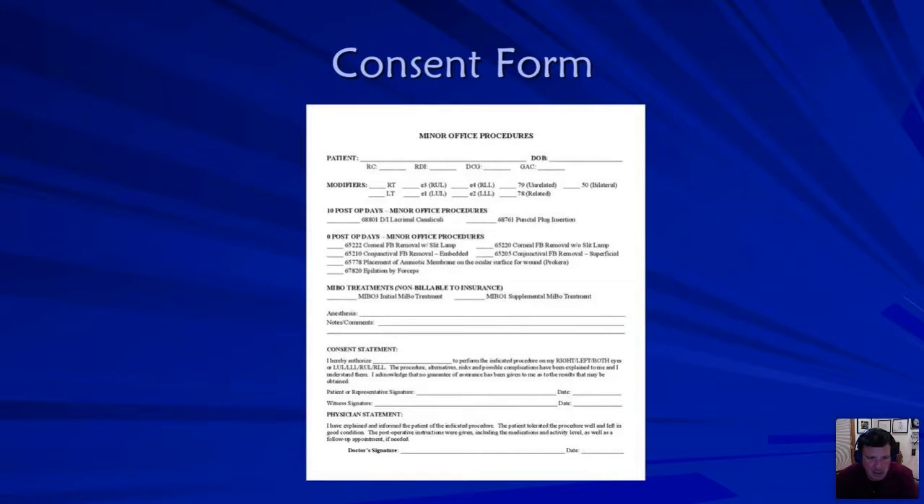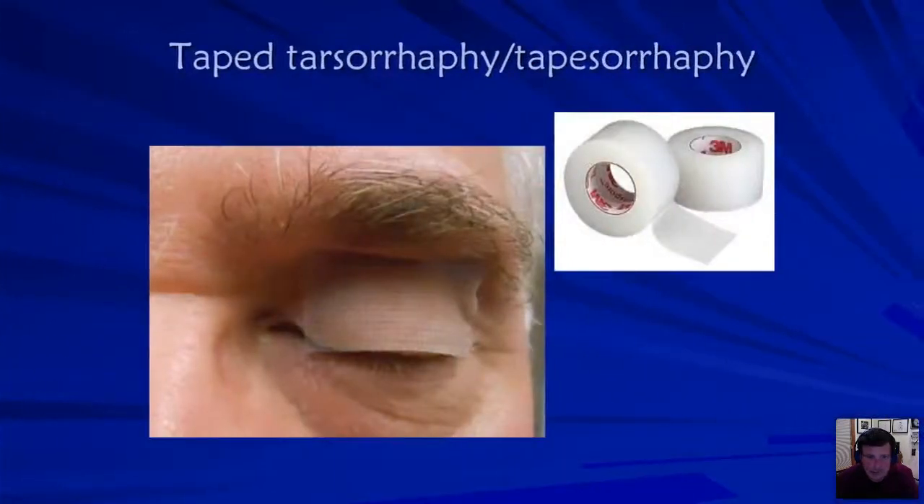And you can see it goes beyond doing amniotic membranes: foreign body removals, epilation, dilation, irrigation, punctal plugs. Really, those are all, as you can see here, 65,000 and 67,000 codes, which are considered minor surgery codes. So there's a consent form. We do them. Every time we bill a 65 or 67,000, we do a consent form. So there it is for your practice.